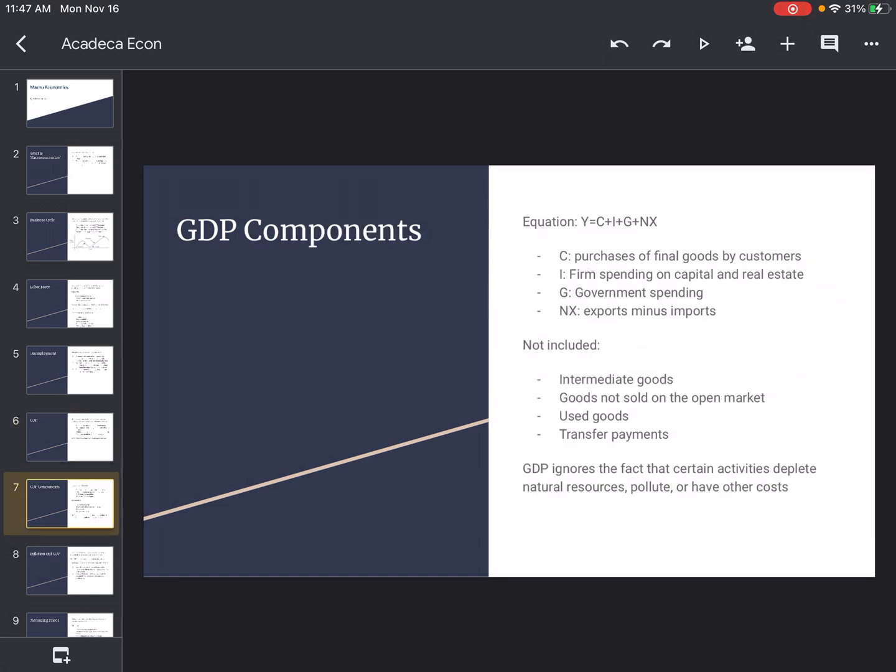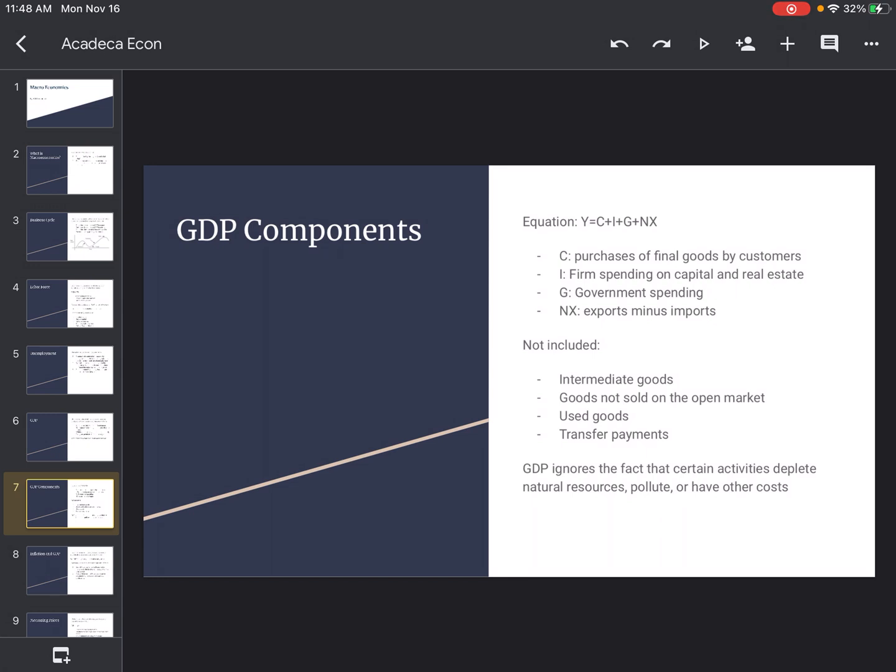Awesome. So the GDP components and the GDP equation. The equation at the top is Y equals C plus I plus G plus NX. And you're going to see these come up a lot, so I highly recommend jotting them down now. C is the purchases of final goods by customers. It stands for consumption. These goods are typically durables, long-lived goods, non-durables, which are goods used up quickly, as well as services, which are intangible goods.